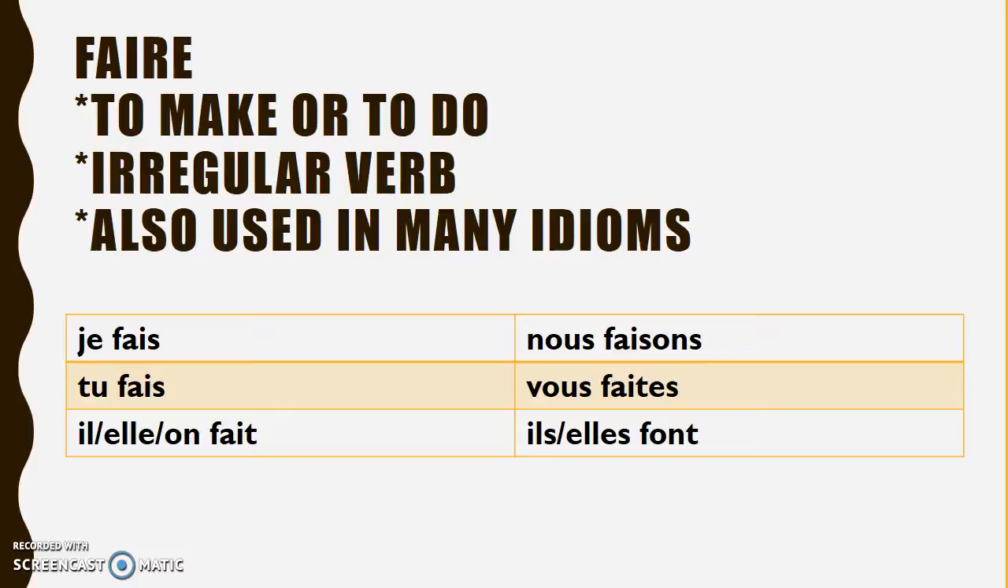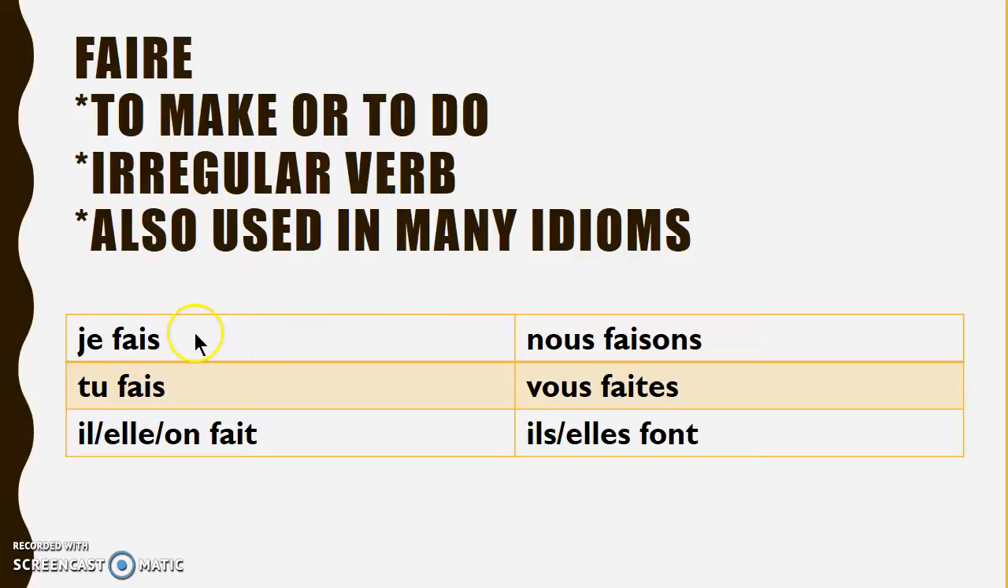Remember, we learned regular ER verbs and we knew what to do with them. We dropped the ER, we added on the ending that matches our subject. Here, faire is more like avoir or être that we've learned already that are irregular. You just have to memorize these conjugations, and there's not really a pattern to them. It's also used in many idioms or idiomatic expressions, and we'll talk about what that means in just a moment.